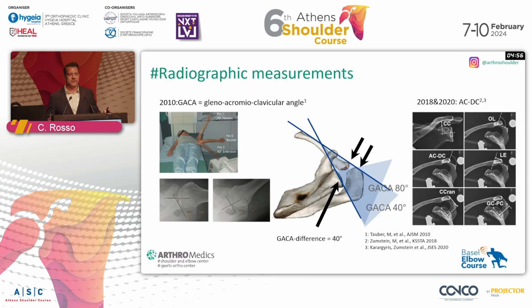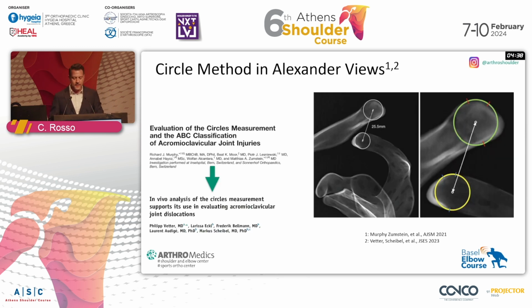There have been many suggestions how to account for horizontal instability. There was one in 2010 from Mark Tauber, and then in 2018 and 2020, AC/DC. Sounds nice, but very complicated to assess. And now, in recent years, Matthias Zumstein and Markus Scheibel looked at the circle method in Alexander views. So what are you doing? In the Alexander view, you create a circle around the lateral clavicle, touching the cortical bone, and the same thing on the coracoid. And then you just measure the distance.